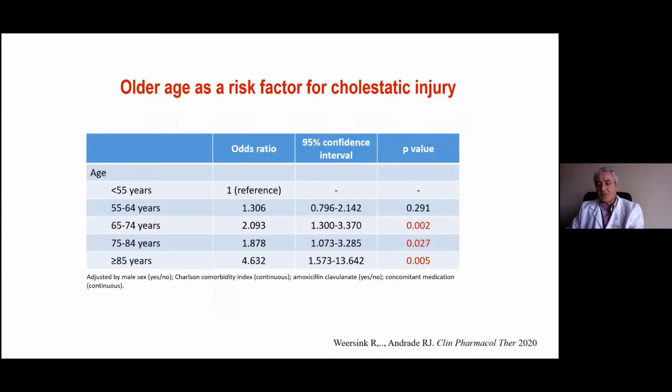But very recently we have finished an analysis of our registry. The data are already online in Clinical Pharmacology and Therapeutics, and you can see that in this analysis, when classifying the patients according to age group, the older the patient, the higher the risk of developing the cholestatic phenotype of DILI.